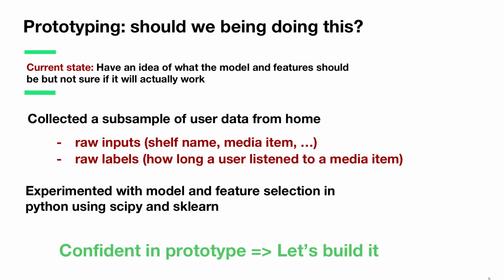There we had our raw inputs, which were the shelf name, the media item URI, and some side contextual information, along with the raw labels, which would be something like how long a user listened to a media item for. From there, we initially experimented with model and feature selection in Python using SciPy and sklearn. That allowed us to test out a bunch of different ideas quickly. But again, it limited us to just a small subset of user data.